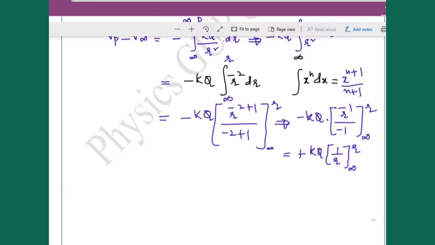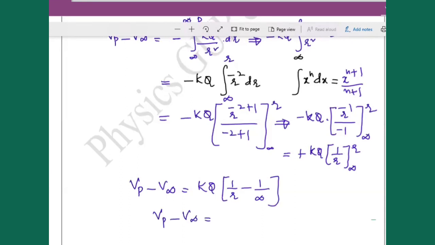So finally Vp minus V infinity equals KQ into 1 by r minus 1 by infinity, so Vp minus V infinity is equal to KQ divided by r. Is it clear to all of you? We all know that V at infinity is equal to 0. So finally Vp equals KQ divided by r. This can be written in a box: KQ divided by r.